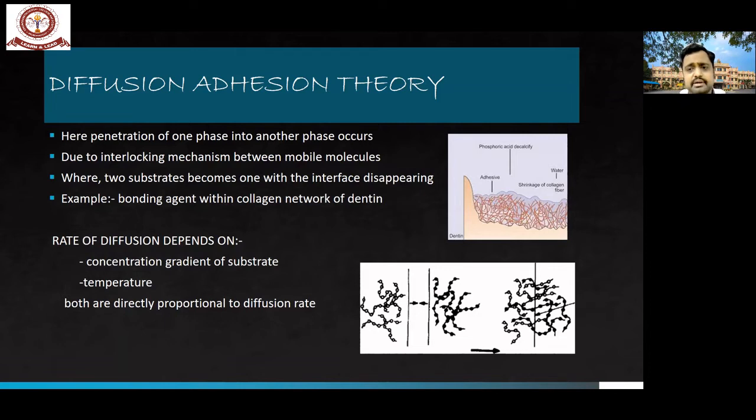An example is bonding agent within the collagen network of dentin. Okay, due to the interlocking mechanism between the mobile molecules when these come into contact using a bonding agent, this mechanism mainly depends on diffusion adhesion theory. So the rate of diffusion of the bonding agent depends upon the concentration gradient of the substrate as well as the temperature. These both are directly proportional to the diffusion rate.